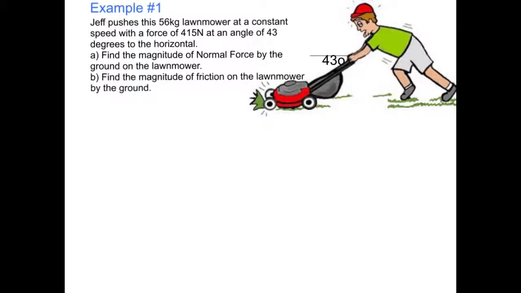So before you pause the video, I want you to keep in mind that we're given the mass, we're given the diagonal force, 415, and we're given the angle from the horizontal. And this word magnitude, don't get too thrown off by it. As a reminder, it just means the amount. So we're looking for a numerical value here for A, the normal force by the ground on the lawnmower, and B, the magnitude of friction on the lawnmower by the ground. So go ahead and pause the video, and don't forget to start with your free body diagram. When you've tried drawing your free body diagram and solving for A and B, then you can start the video again and see if you got it right.